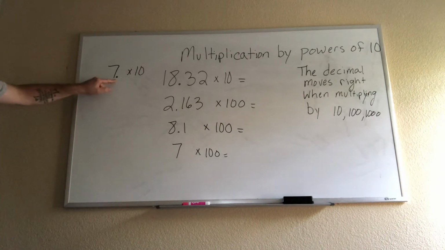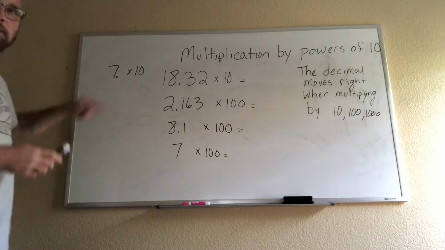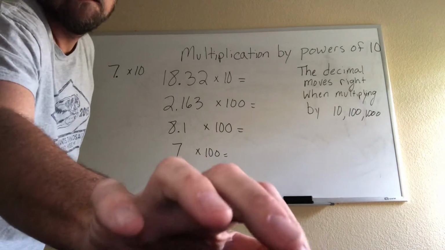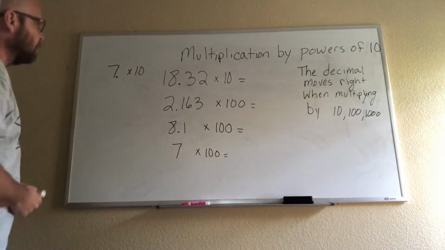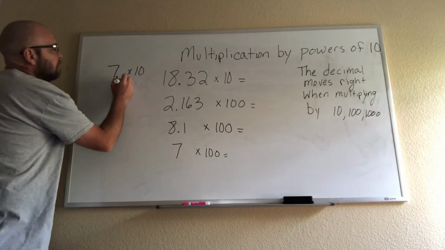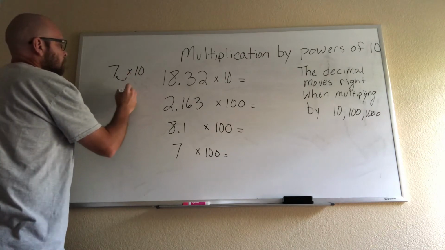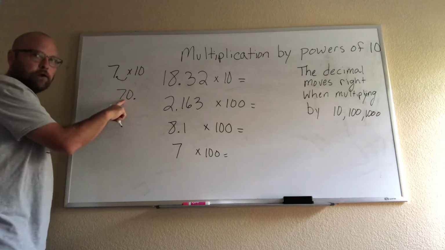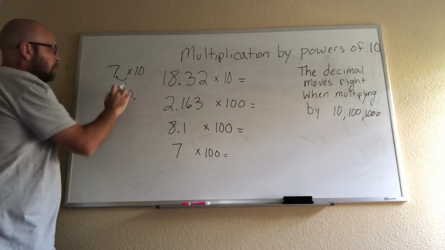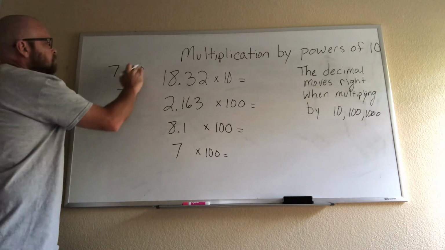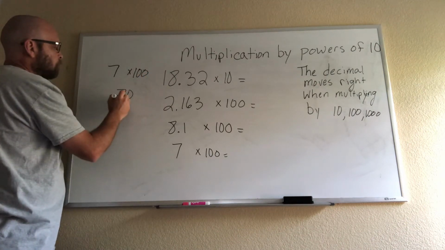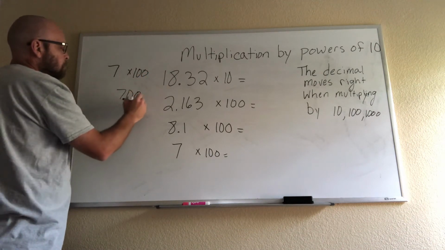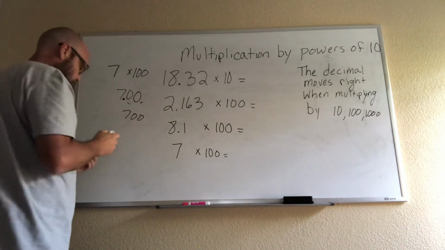That means the decimal point is right behind it. Now when I'm multiplying by 10, I have to move the decimal point one place to the right. And to do that, I have to add a 0. So I moved my decimal point from here to here. It's the same thing if I was multiplying just a whole number by 100. I move my decimal point from here to here, so then it becomes 700.